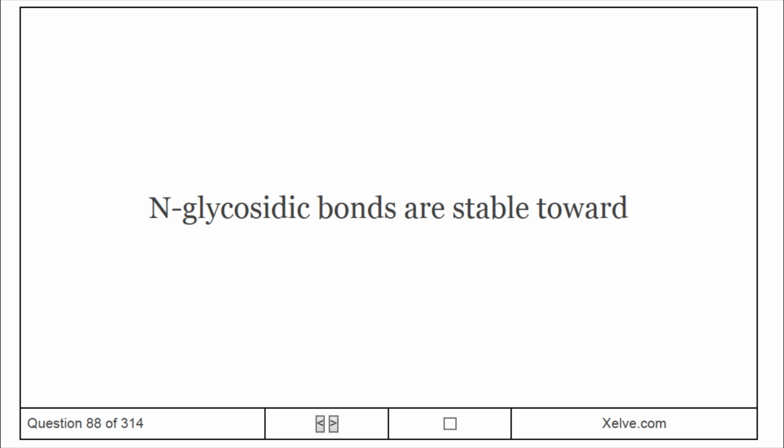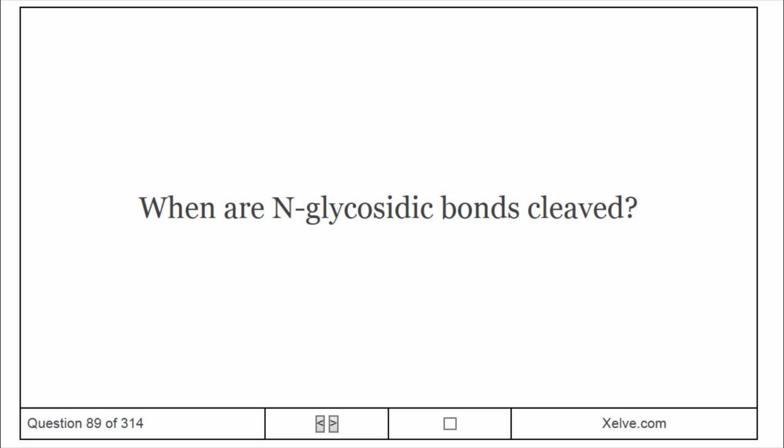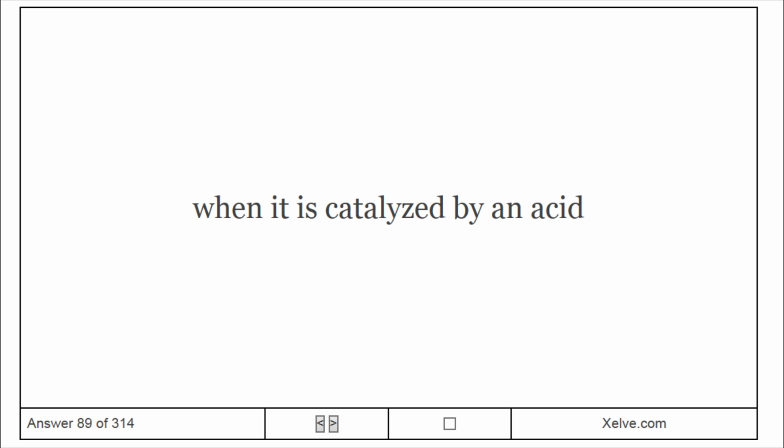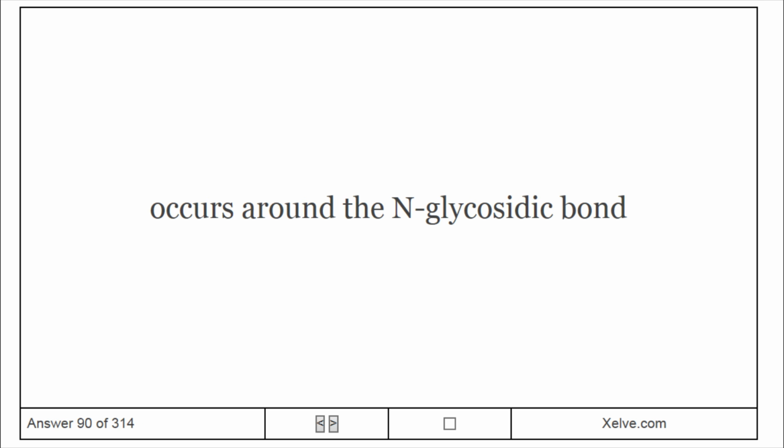N-glycosidic bonds are stable toward hydrolysis, especially in pyrimidines. When are N-glycosidic bonds cleaved? When it is catalyzed by an acid. Free rotation of nucleotides occurs around the N-glycosidic bond.